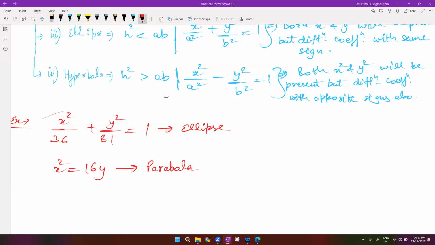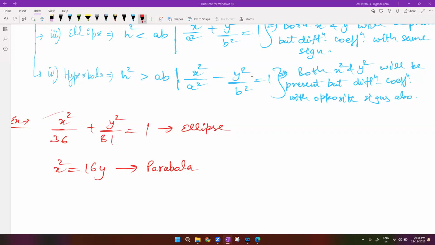If both are present, then we will check their coefficients. If the coefficients are equal, and also the term of xy is 0. The term of xy will always be 0, by the way. So you can understand this with x square and y square only. It is very simple. You can judge everything from x square and y square. You can find out with the coefficient of x square and y square.